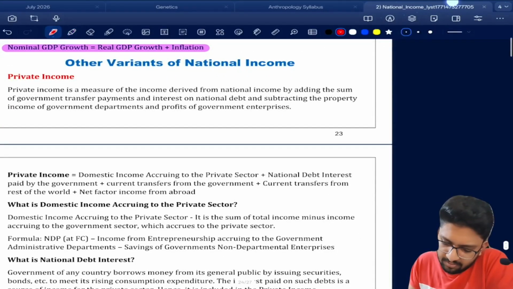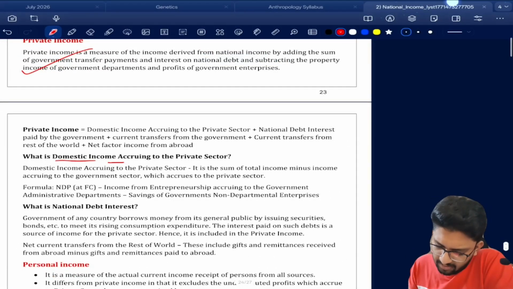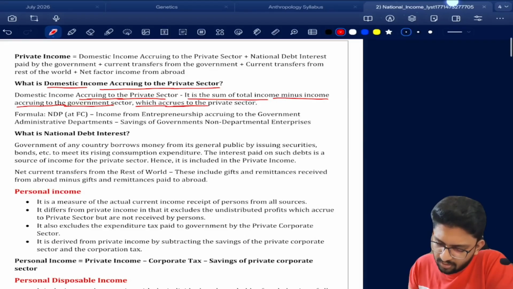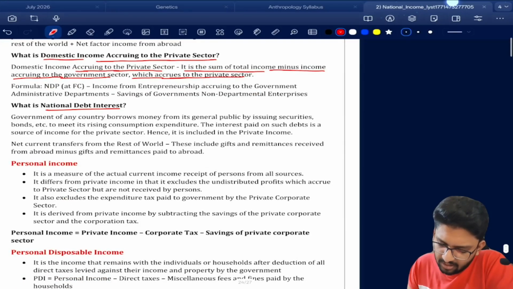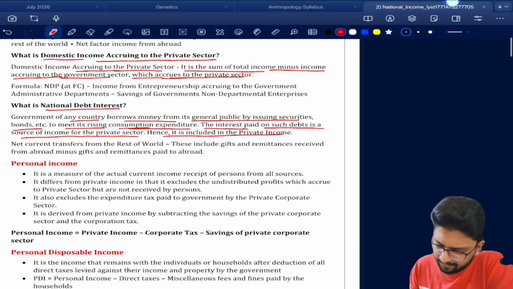Other variants of national income, private income. Okay, private income. Then what is domestic income accruing to the private sector? It is the total income minus the income accruing to the government sector, which accrues to the private sector. What is national debt interest? The government of any country borrows money from the general public by issuing securities, bonds, etc., to meet its rising consumption expenditure. The interest paid on such debt is a source of income for the private sector, hence it is included in private income.